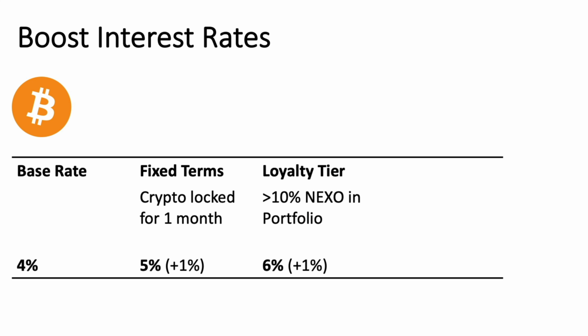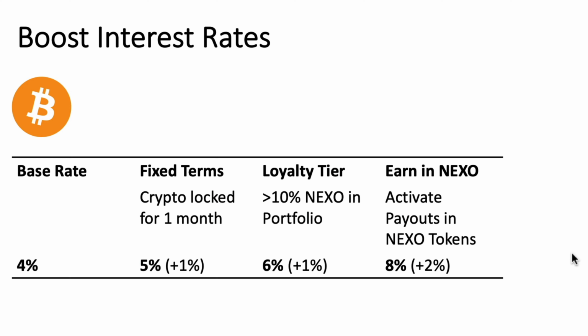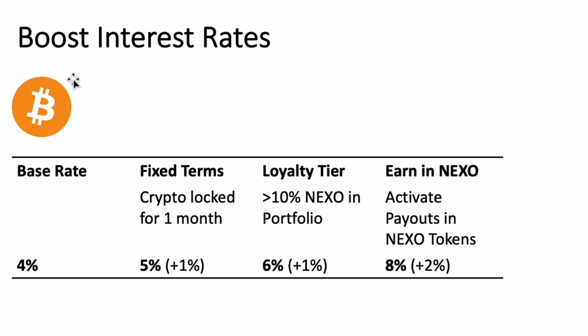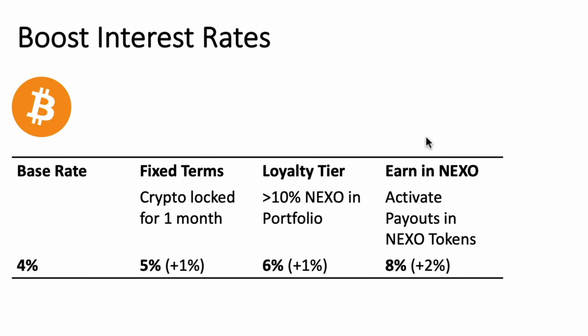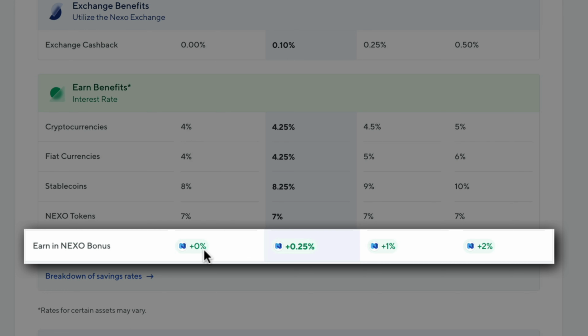And then the last thing you can do to increase your interest rate here is to decide to get paid out in Nexo token. So you can get an interest increase of up to 2% if you decide to not get paid out in Bitcoin or whatever coin you're holding, but in the native token of the platform, which is the Nexo token. And the loyalty tier and the earn in Nexo bonus actually stacks. So as you can see here on the base rate, even if you decide to get paid out in Nexo token, you will not get an interest increase.